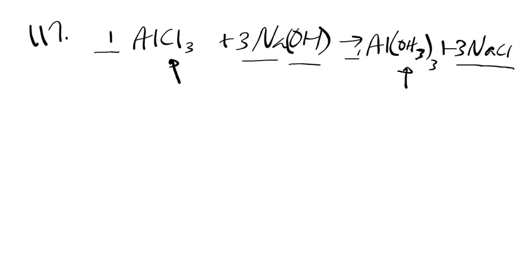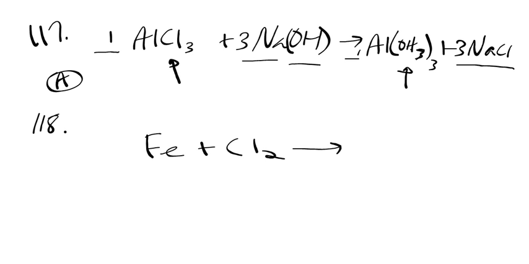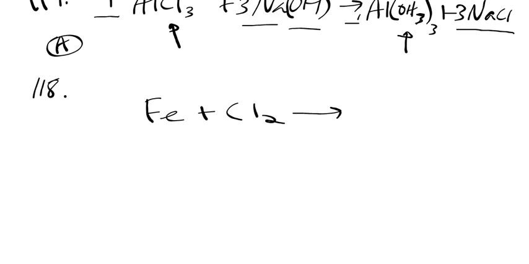118. You have the following equation. It's Fe, I guess I'm doing this one. Iron plus chlorine. That's chlorine gas. What else do I know about chlorine gas? Besides it's deadly and everything. Thank you. It's diatomic. You have to know your diatomics.